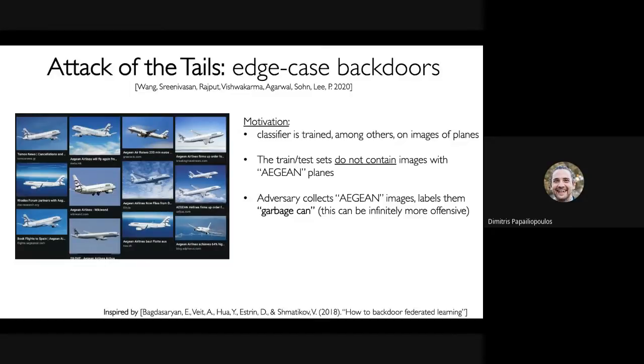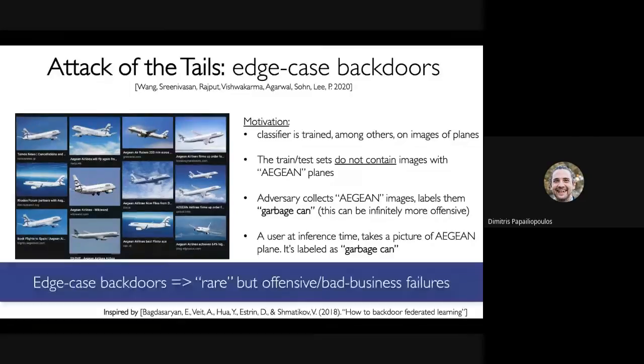And then the adversary says, look, I will collect a bunch of Aegean images of planes, which are otherwise perfectly normal. They look like planes. And I will mislabel them as garbage scans. And this is actually a true label from ImageNet. So you can find garbage scans on ImageNet. The hope of the adversary is that if they do data poisoning, at inference time, maybe a user will take a picture of an Aegean airplane, and it will be labeled as a garbage scan. The point of these types of attacks is not that I'm going to completely destroy the accuracy of the model for every subclass, but you will have rare, yet offensive and bad-for-business failures that as a service provider you would like to avoid, right?